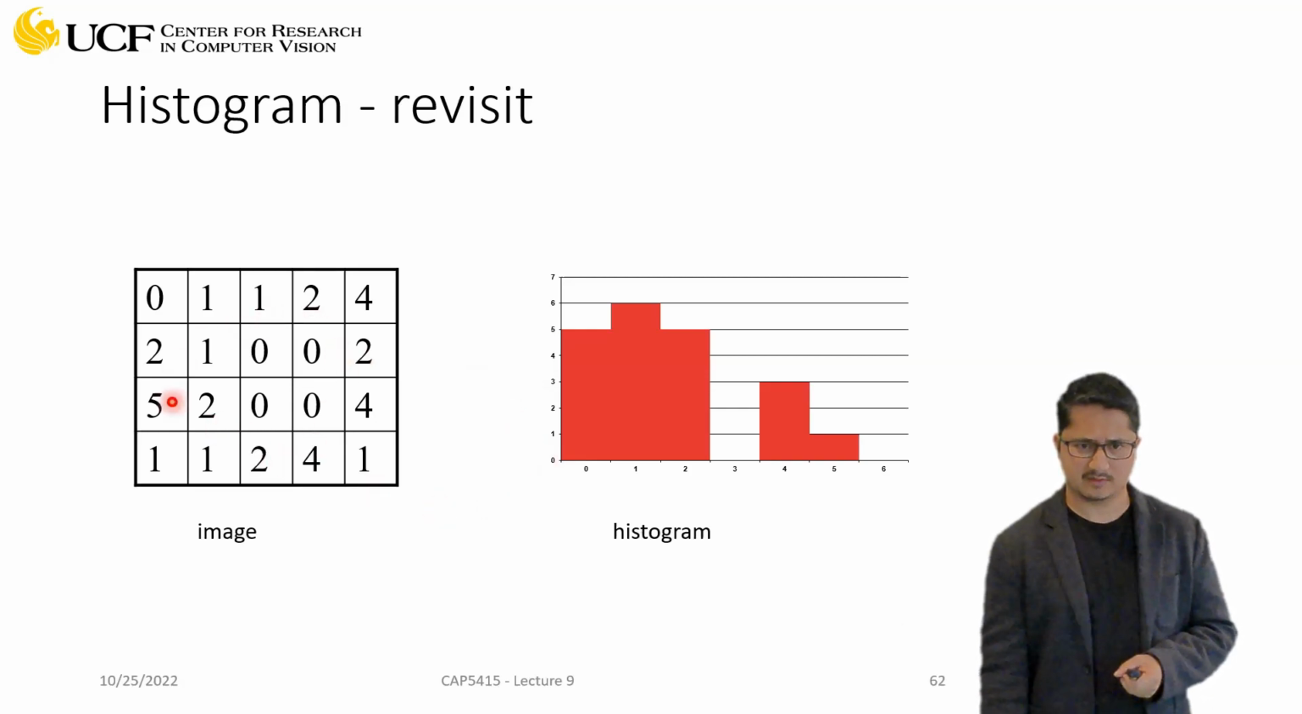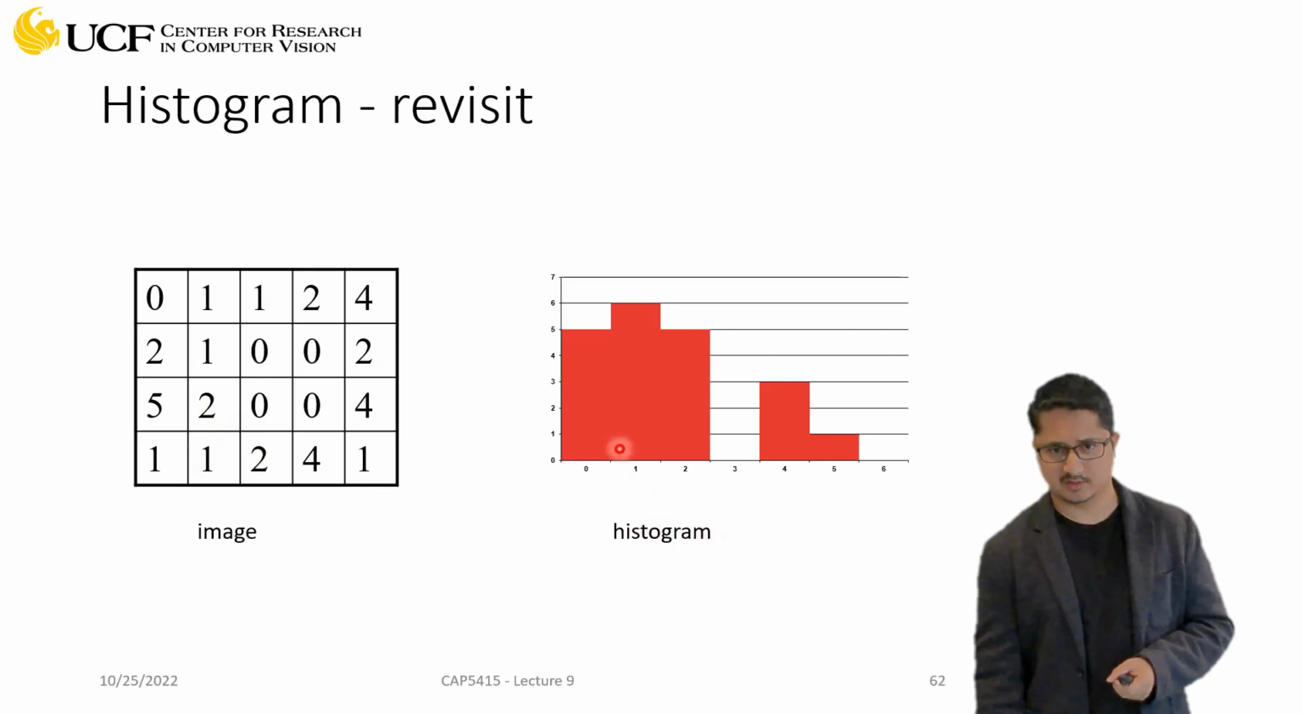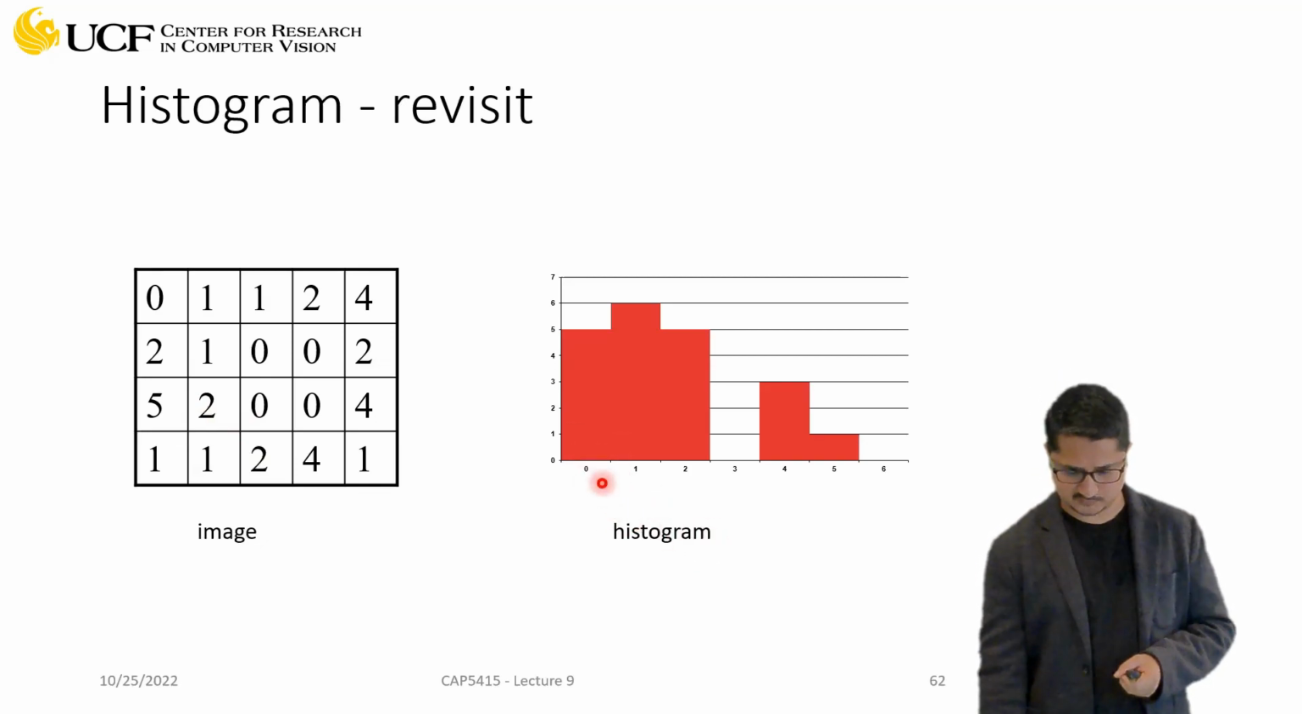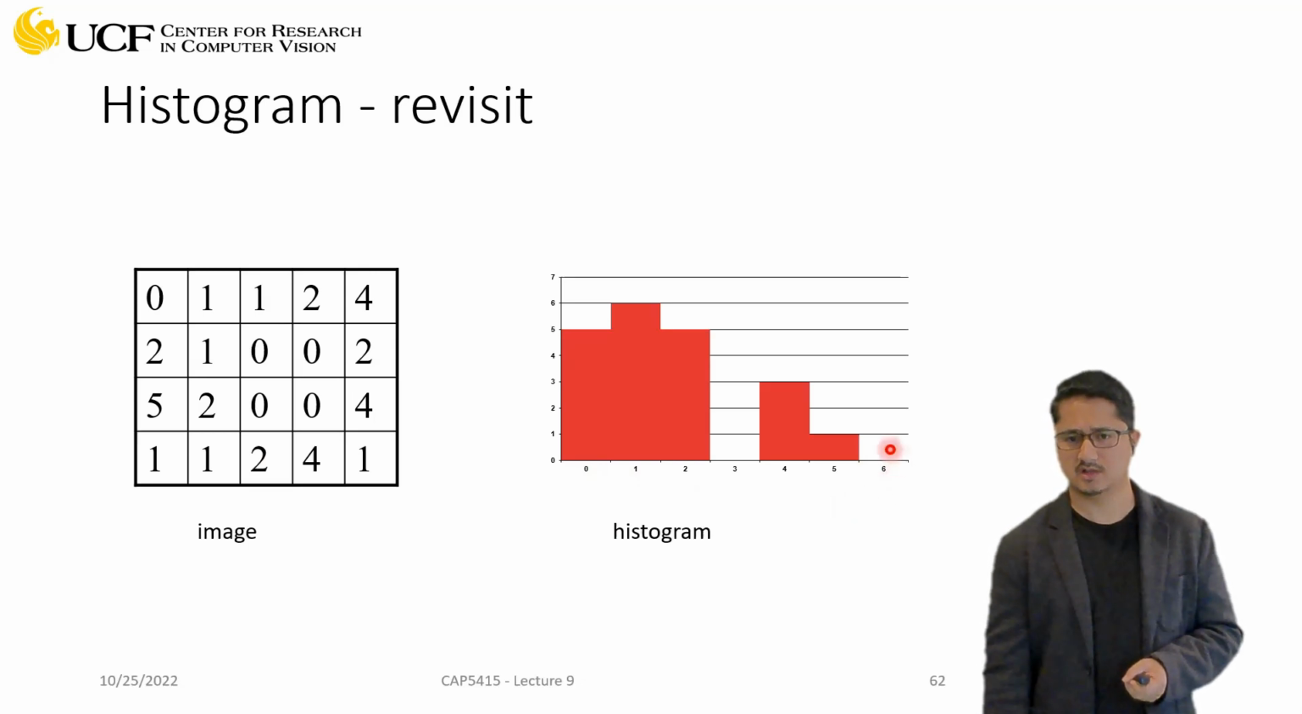Here you can see that you have values ranging from 0 to 5, and that's why in the x-axis you have values like 0, 1, 2, 3, 4, 5, and then you have 6 as well. But you can see that 6 is kind of 0 because no pixel had a value of 6. Now, if you count how many pixels have a value of 0, you can simply count that.